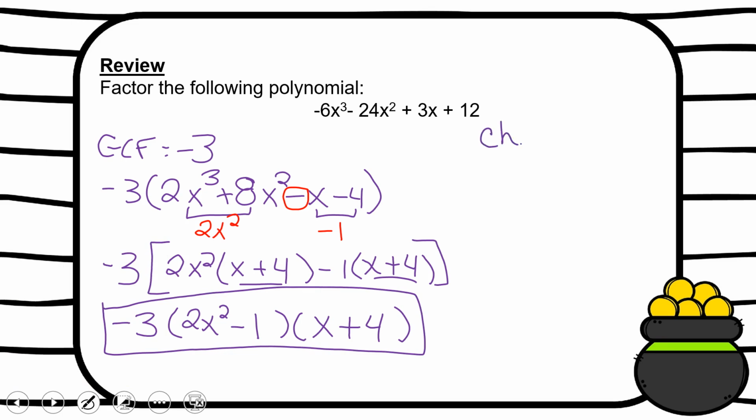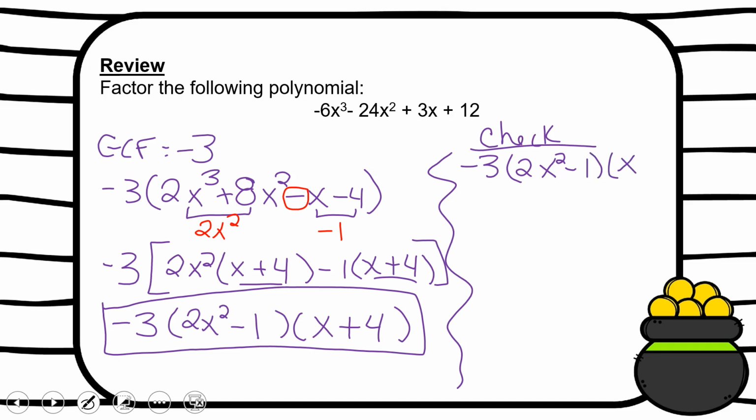And remember that I can check it. Checking is going to be really key this chapter. So let's look at that real quick. I can either distribute the GCF to the first binomial, or I can multiply my 2 binomials together first and then do the GCF, which personally is what I tend to do, but you can do the GCF to the first binomial if you want.